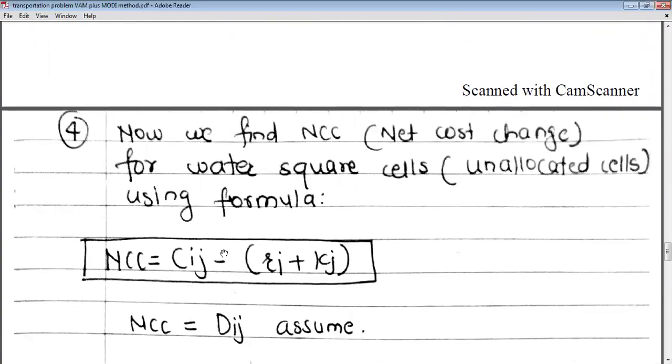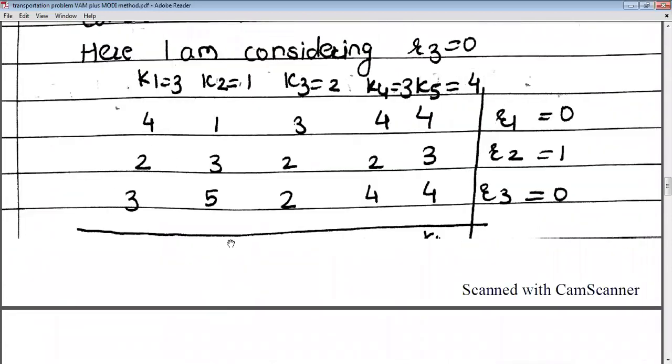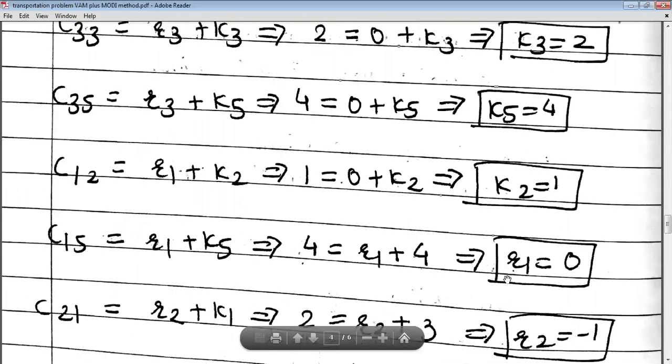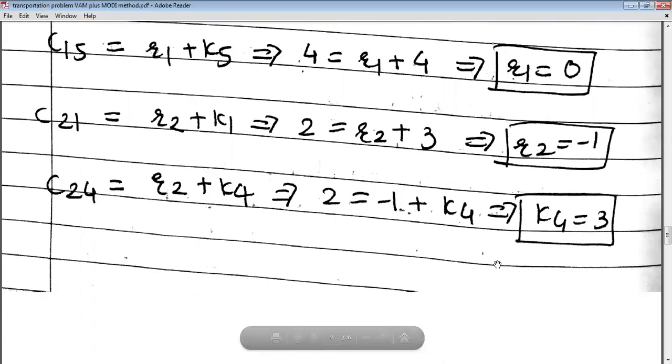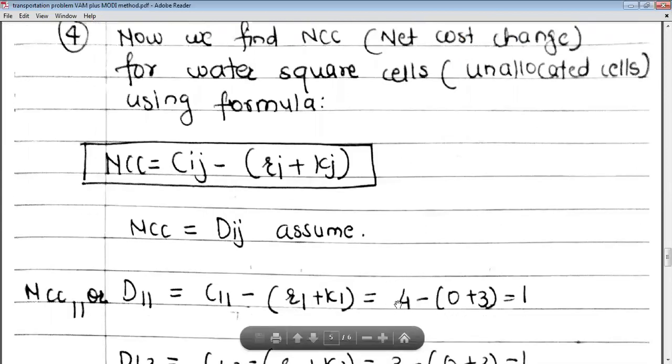What is the cost at C11? You can see here it is 4. So C11 is 4, R1 value is 0 and K1 value is also known to you, the K1 value is 3. So 4 minus (0 plus 3) gives you 1.